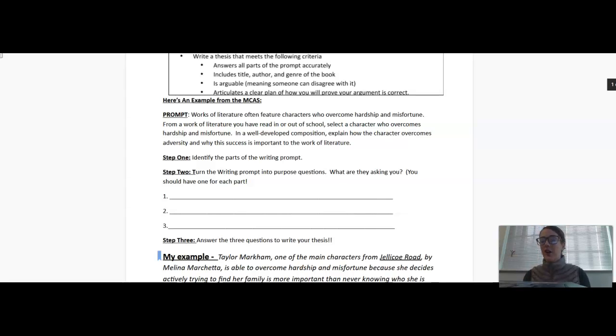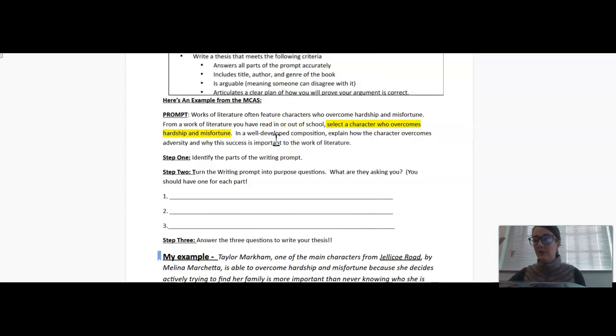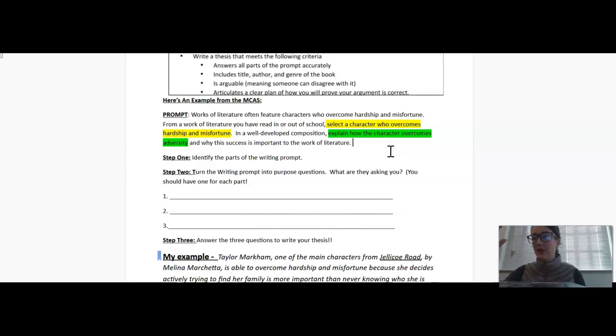All right, so step one, we need to identify the parts of the prompt. And it seems to me that there are a few different parts. So it starts here, from a work of literature, select a character who overcomes hardship and misfortune. That's part one. First, I need to pick a character to whom this is relevant. So it can't just be any character, it needs to be one who overcame challenges. Next, explain how the character overcomes adversity or challenges. So that's the second part. First, you have to identify the challenges and a character who faced them. Then you have to explain how the character overcame them.